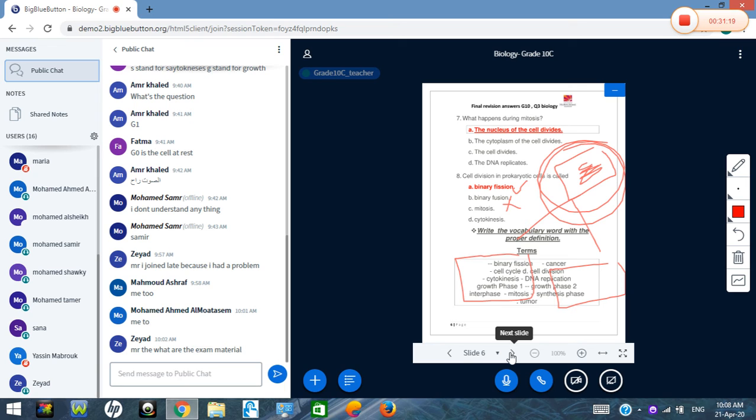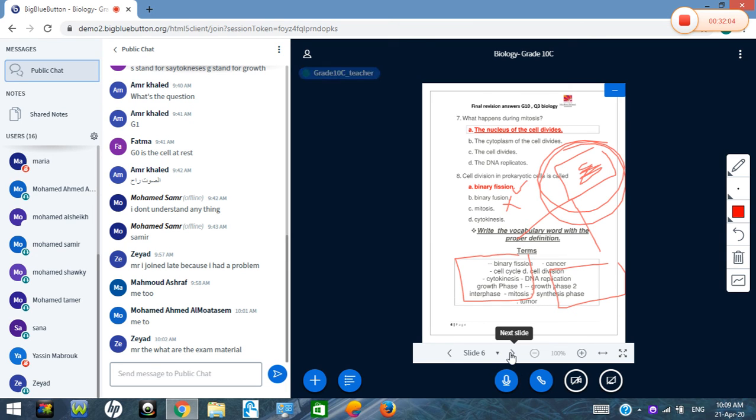What's the meaning of cell cycle? Cell cycle is a series of events that occurs to the cell and includes 3 main stages, which are interphase, mitosis, and cytokinesis. At the end of the cell cycle, the cell is divided into 2 identical cells, or 2 daughter or sister cells.